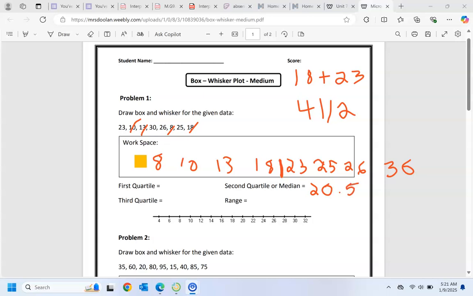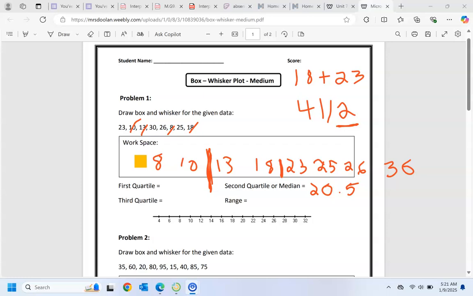All right. And the reason I'm dividing by 2 is because I'm finding the average of 18 and 23. So I have 2 points of data. So I divided it by 2. Okay. So my first answer is 20.5. All right. So now I'm doing my first quartile. So now over here, if we look to the left, we have 8, 10, 13, and 18. Okay. So now I want to go in the middle of these 4, which is going to be right here. Okay. So this is my first quartile.